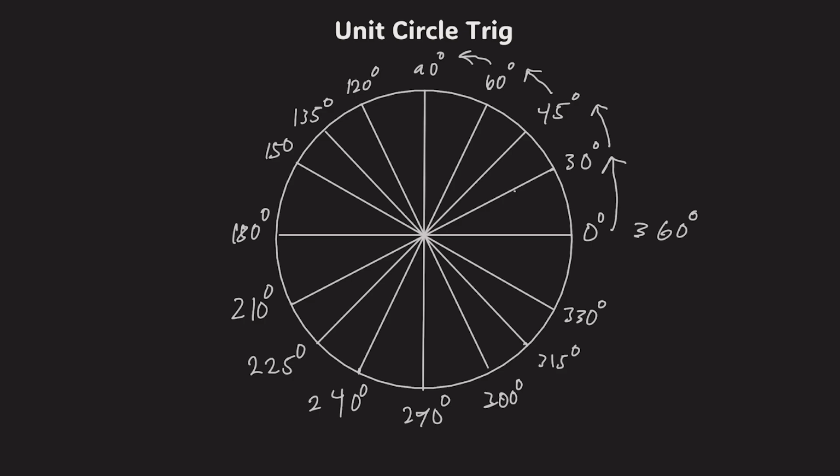Now, we often use the unit circle with reference to radians. Now, if you've never heard of a radian before, a radian is, for all intents and purposes right now, just a different way to measure angles, okay?